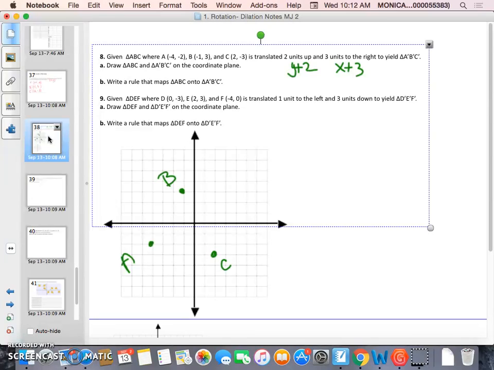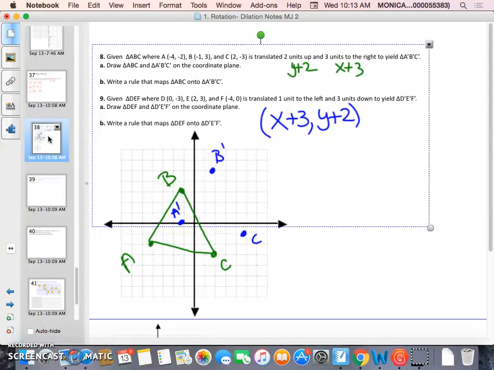Now I'm going to translate each of these points up 2 and to the right 3. And so how I would write that rule is (x plus 3, y plus 2). That's a translation. So I'm going to take this point right here. I'm going to go up 2, 1, 2, to the right 3, 1, 2, 3. And I'm going to label this A prime. B is going to go up 2 and to the right 3, 1, 2, 3. B prime. And C is going to go up 2 and to the right 3, C prime.